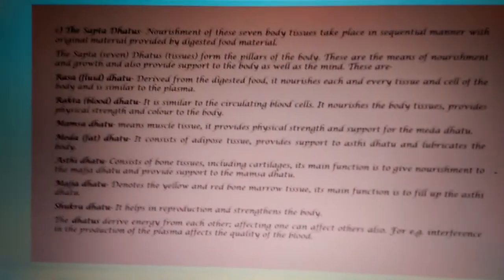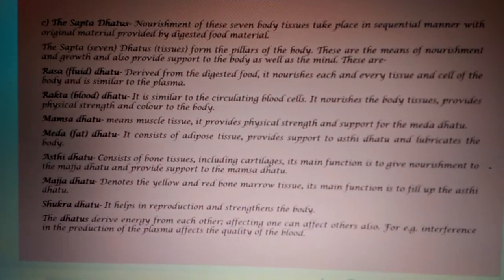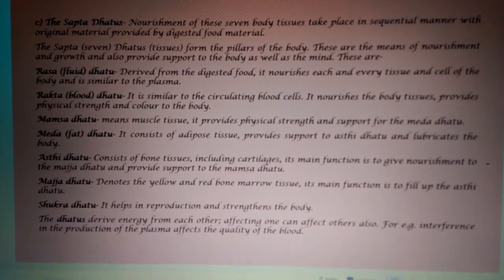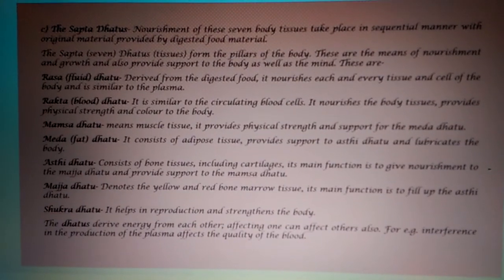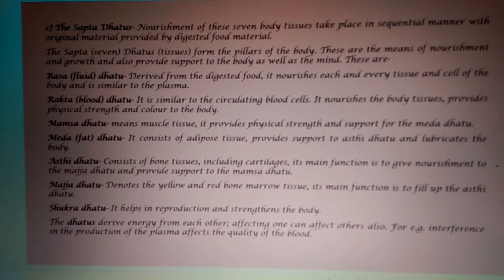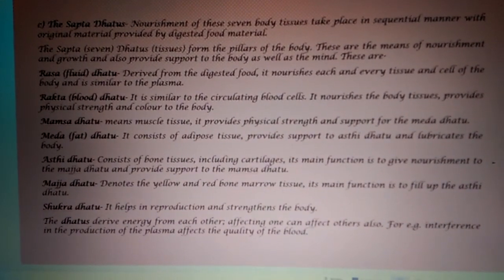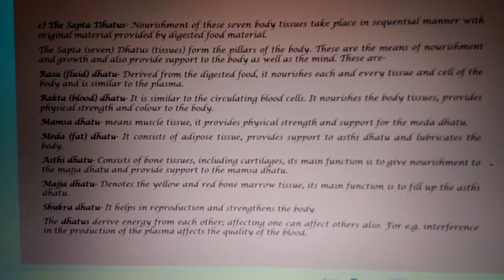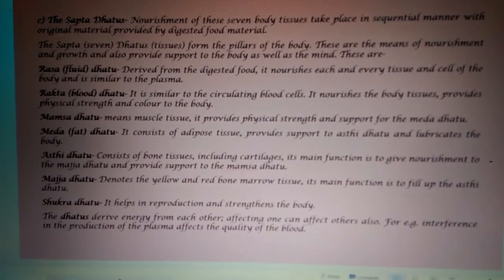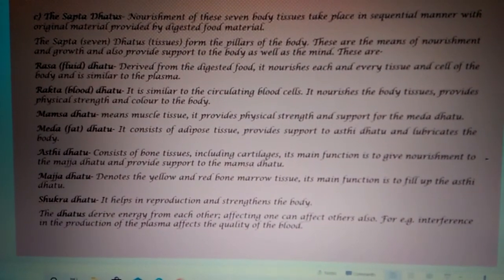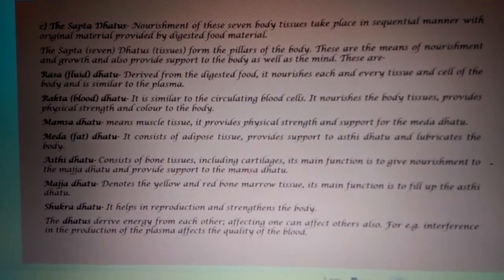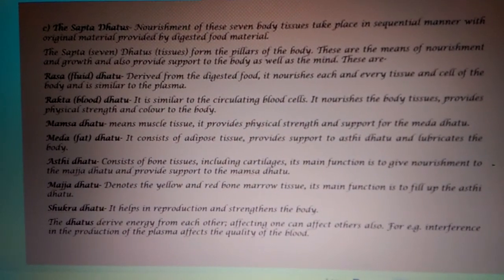Now comes the saptadhatus. The saptadhatus include the nourishment of the 7 body tissues that takes place in a sequential manner. These saptadhatus originate from the digested food material. They form the pillars of the body. They are the means of nourishment and growth, and also provide support to the body as well as the mind. There are 7 dhatus: rasa, rakta, mamsa, meda, asthi, majja, and sukra.